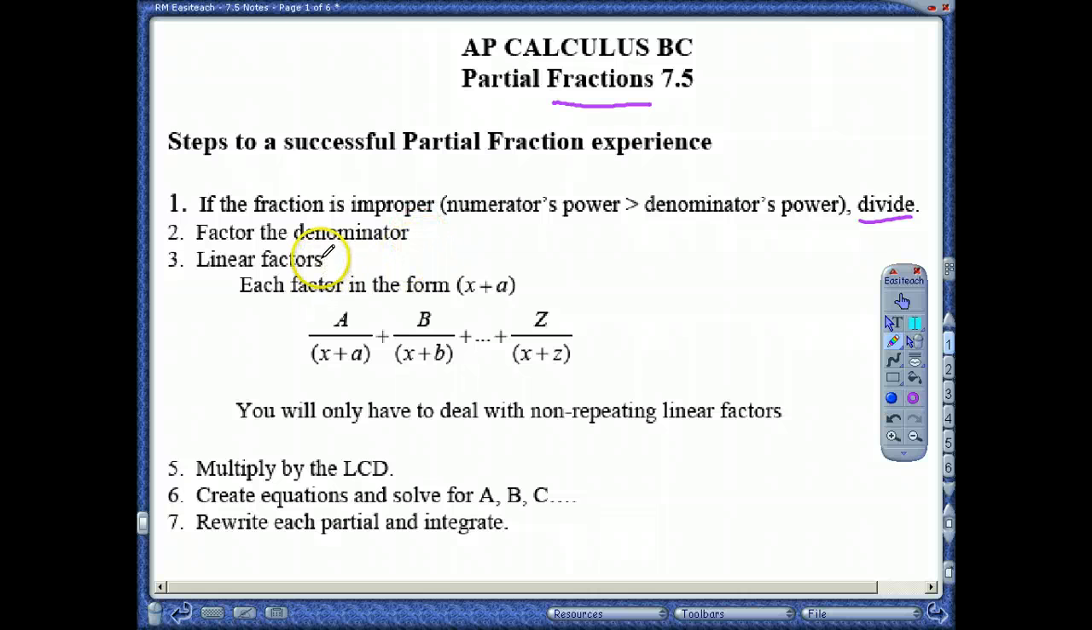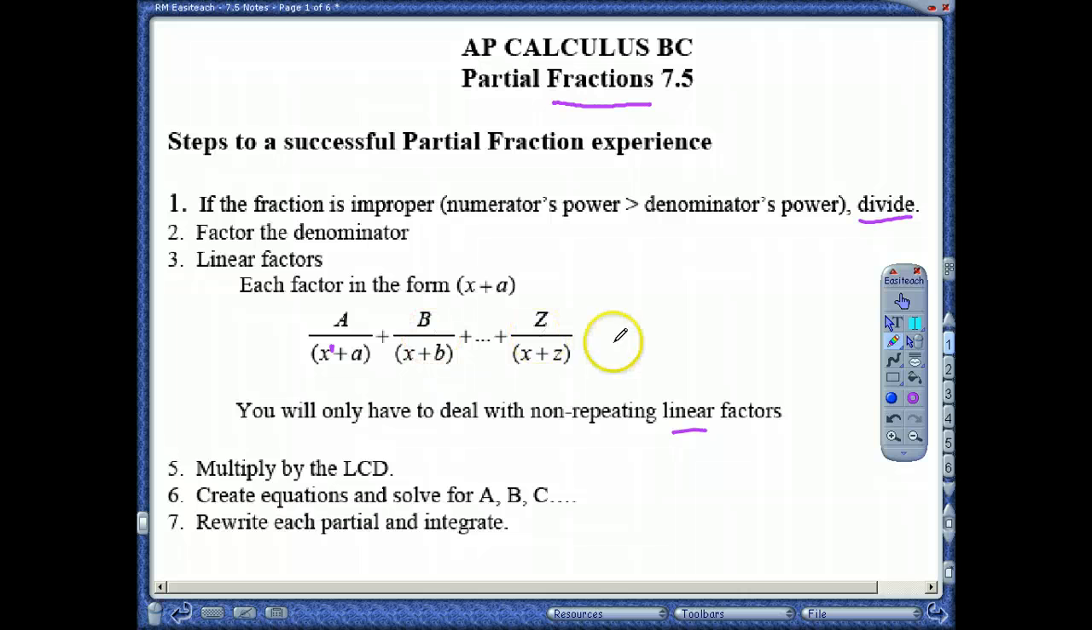Now for the BC test, you're going to encounter linear factors only. So that means you're going to have x to the 1 powers. You're not going to have x squareds. So you're going to factor them all. Each factor you're going to put under a letter of the alphabet. So A over the first factor plus B over the second factor plus C over the third factor, and so on. Now we're only going to have to deal with non-repeating linear factors. So linear factors, no x squareds. Non-repeating means all of these factors are going to be different.